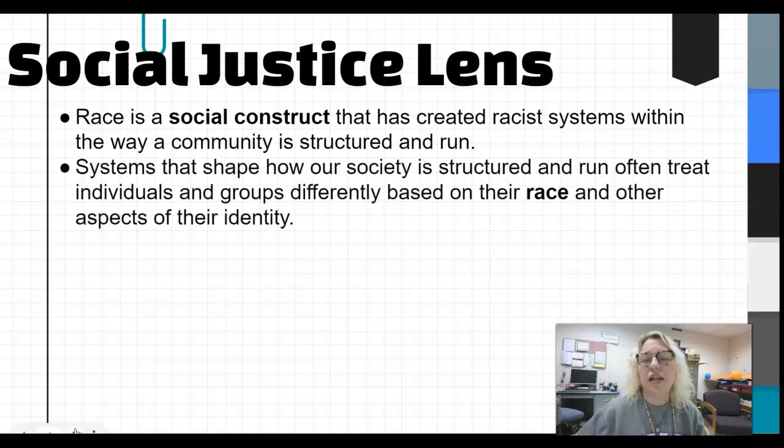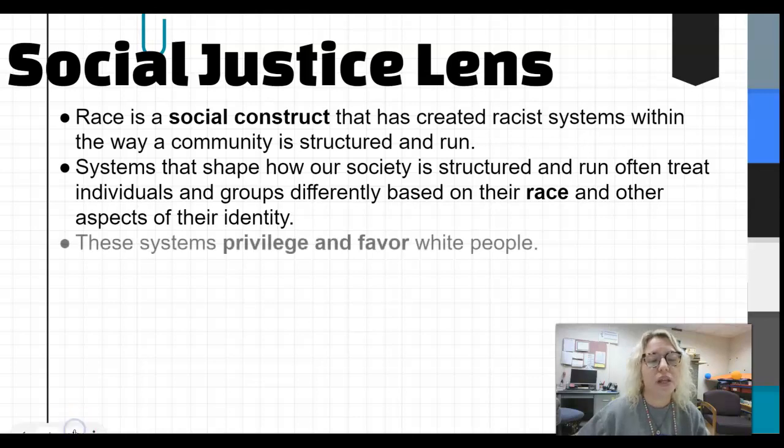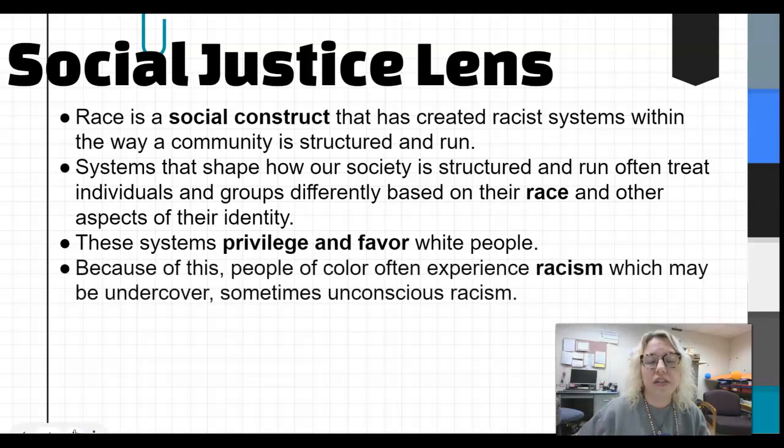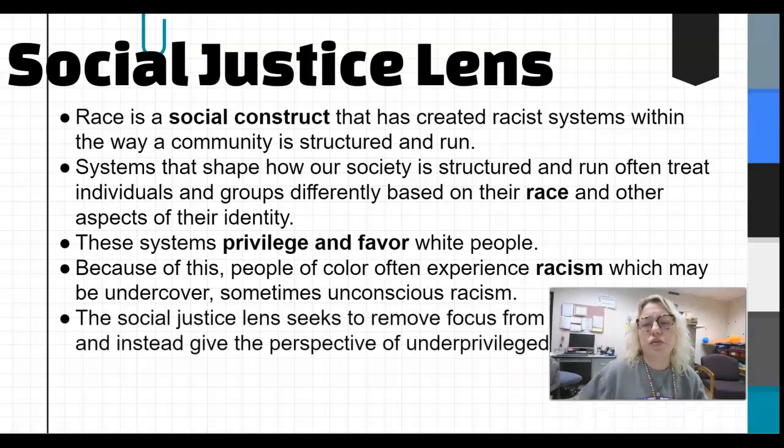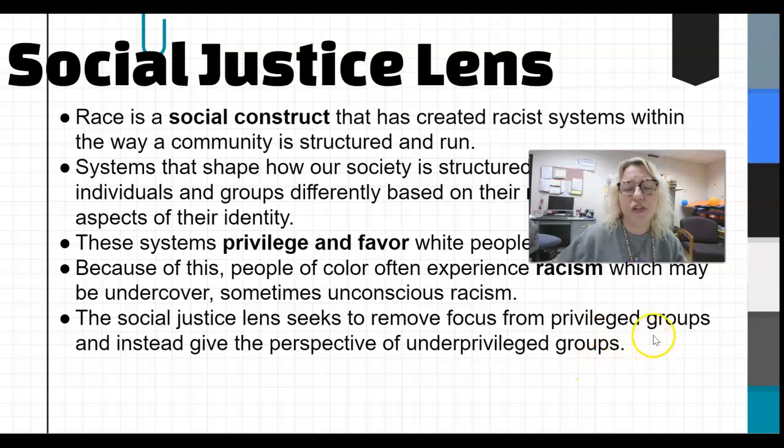Systems that shape how our society is structured and run often treat individuals and groups differently based on their race and other aspects of their identity. These systems privilege and favor white people. Because of this, people of color often experience racism, and sometimes it's undercover, unconscious even. People don't even see the racism unless you are the person of color experiencing it. The social justice lens seeks to remove focus from privileged groups and instead give the perspective of underprivileged groups or people of color.